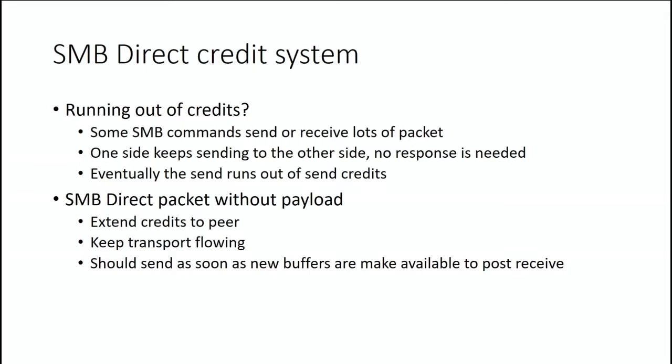So in practice, the SMB Direct packet without payload is heavily used, because in heavy traffic you need to extend the credits as soon as possible. So in the actual I/O load, a packet without payload is processed, as we will see later, in another queue, on another CPU, to speed things up.